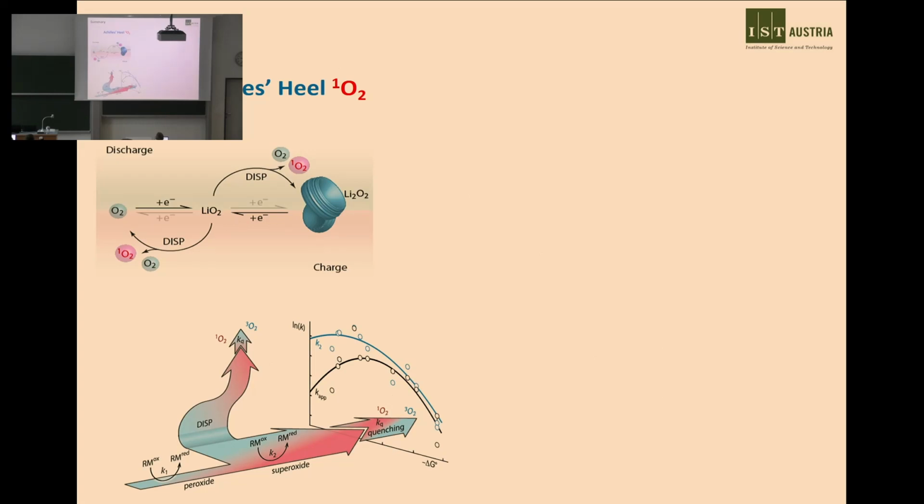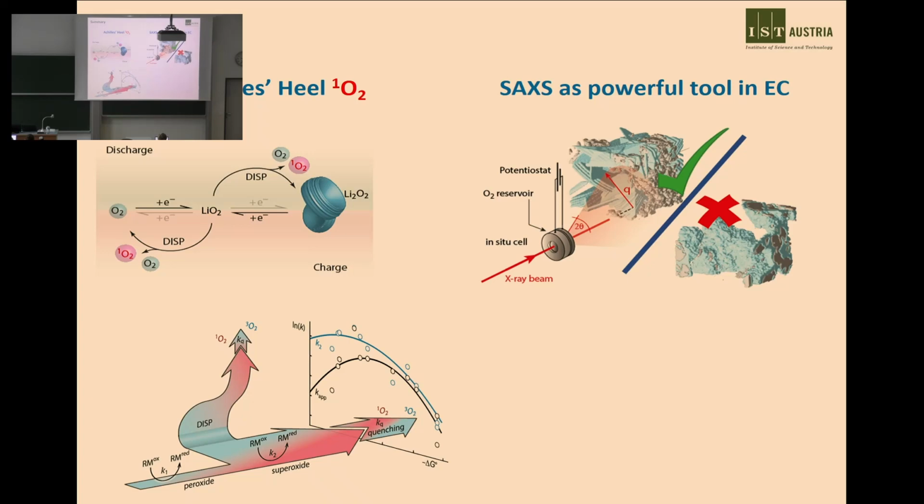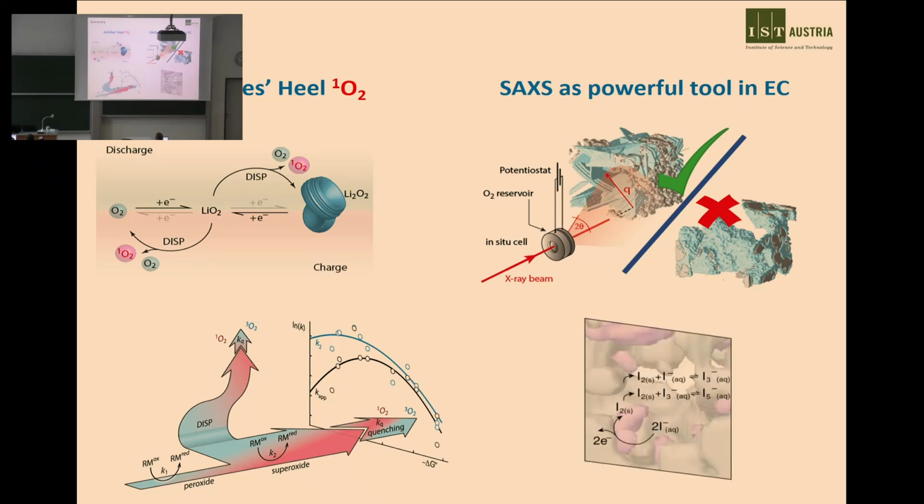So with this, to summarize, I've shown some work on redox mechanism with oxygen. And the main 2 concerns there are really that it's disproportionation which gives singlet oxygen, and this is also what we find in mediated oxidation. And then over the last years, we developed SAXS as a powerful tool for electrochemistry where we have phase formation or phase changes or morphology changes. And like here, the 2 examples of oxygen electrochemistry and here iodine electrochemistry.